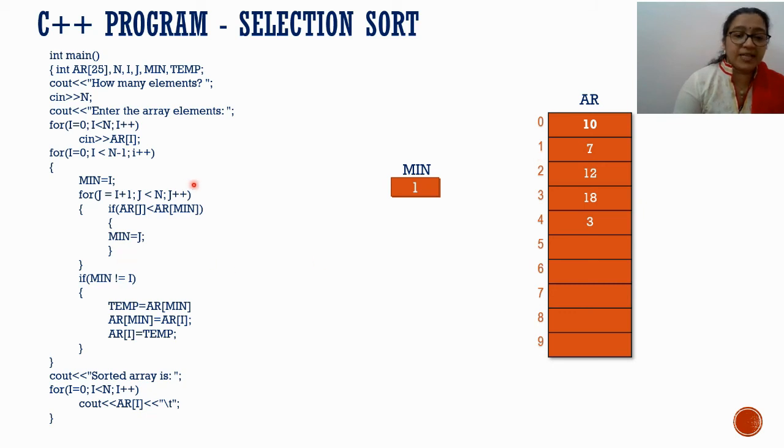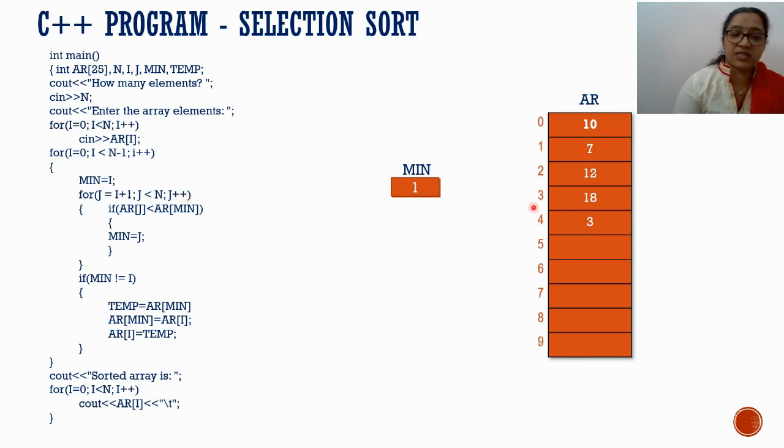Now again j plus plus. So j is incrementing. Now AR of j is 12 and AR of min is 7. So 7 and 12 we are checking. 7 is the smallest one, so we don't want to change it. Now we are moving to j plus plus.